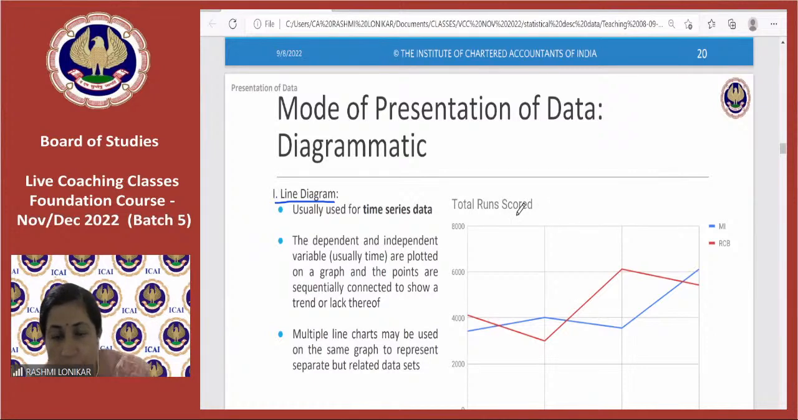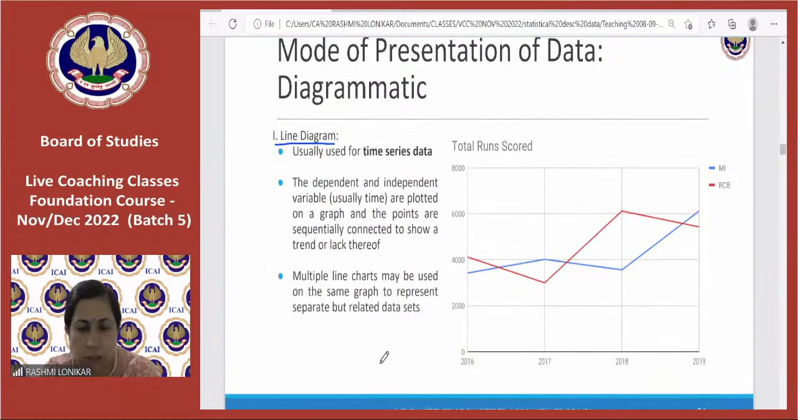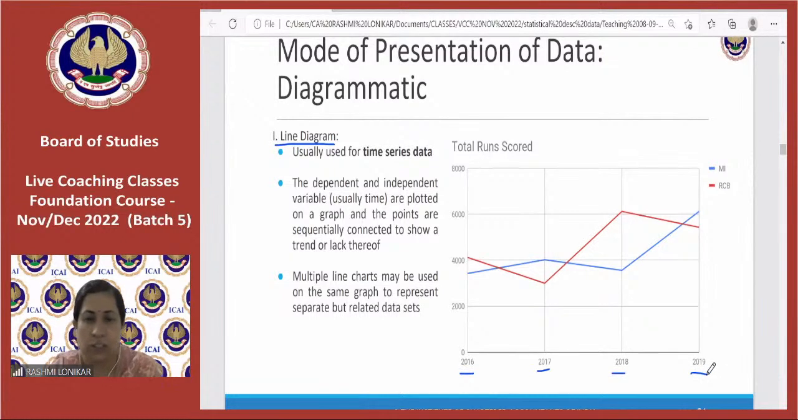Now suppose we are comparing runs scored by Mumbai Indians versus RCB. So I'm taking information for say 2016, 2017, 2018, 2019. This is information about runs scored by the two teams in the IPL. Here dependent and independent variables are plotted on a graph and the points are sequentially connected to show the trend or lack of the trend.